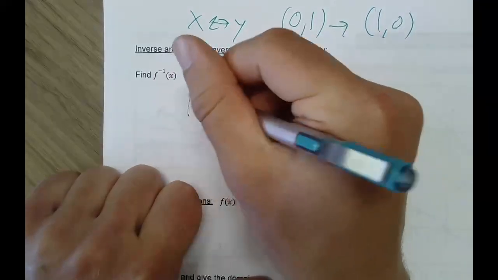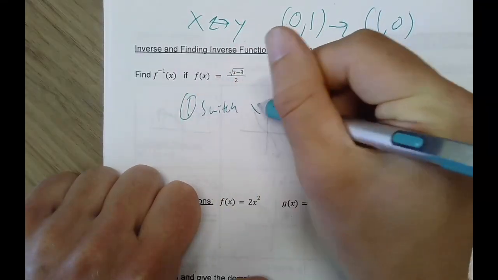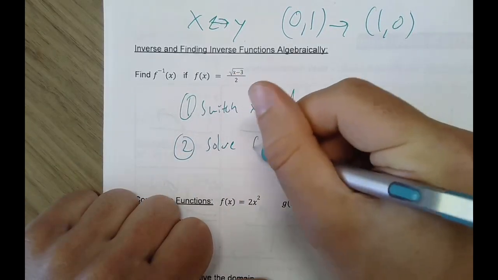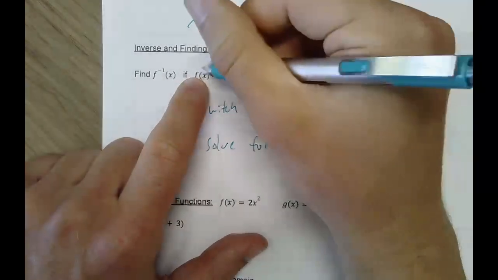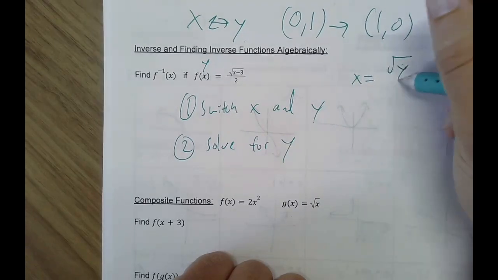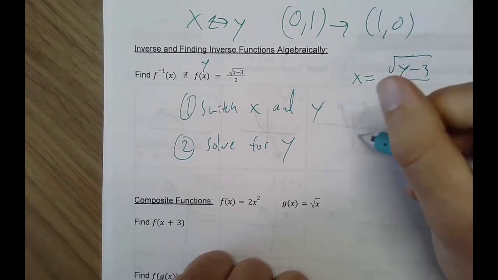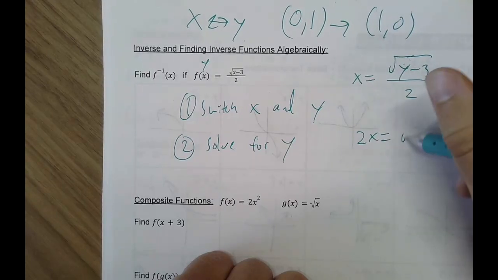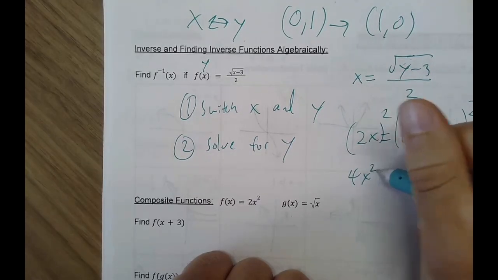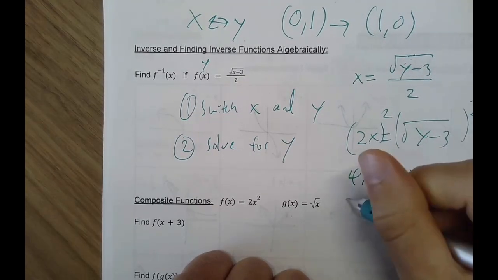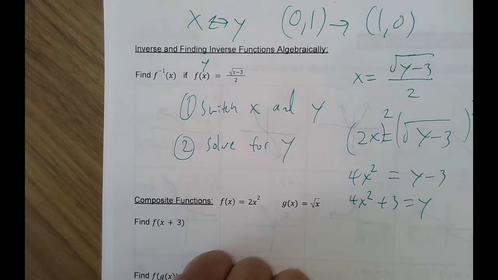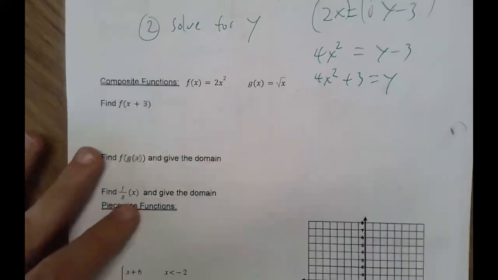To find the inverse algebraically, you switch x and y, and you solve for y. It's pretty straightforward. So here, remember, f of x kind of represents y. So we have x equals root y minus 3 over 2. So 2x equals root y minus 3. We're going to square both sides here. We're going to get 4x squared equals y minus 3. So 4x squared plus 3 equals y. That is your inverse.